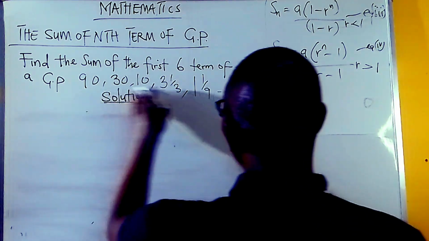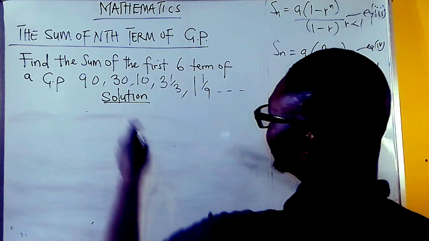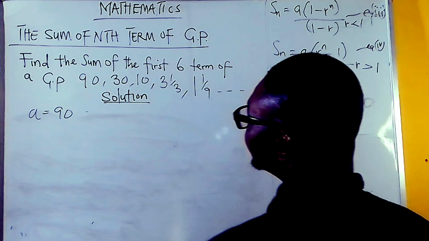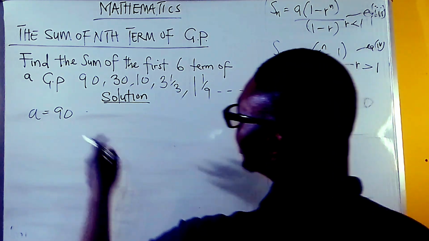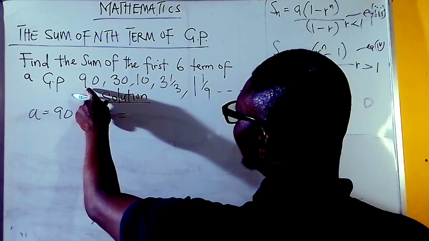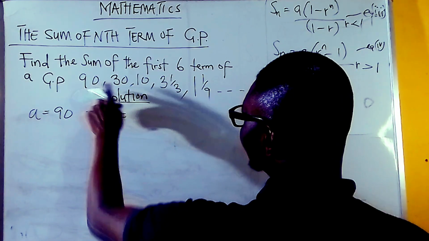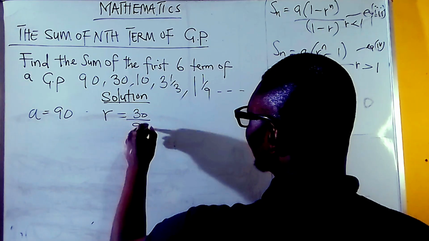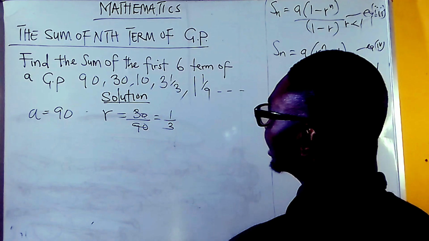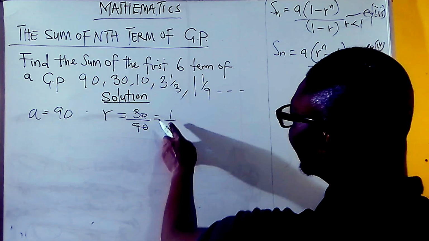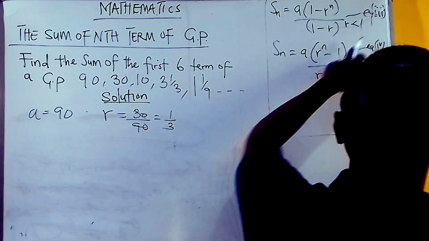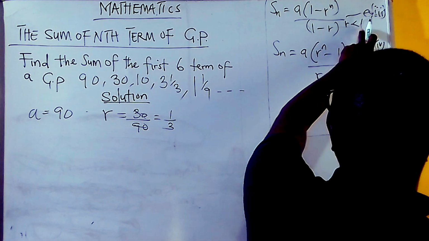So from the terms here, or the sequence here, we have our a, that's the first term, to be 90. Since we know the first term to be 90, our common ratio will be the second term divided by the first term, which is 30 divided by 90. If you divide this, you have 1 over 3 as the common ratio. Now, here our r is 1 over 3, which is less than 1. So I'm going to use this formula.